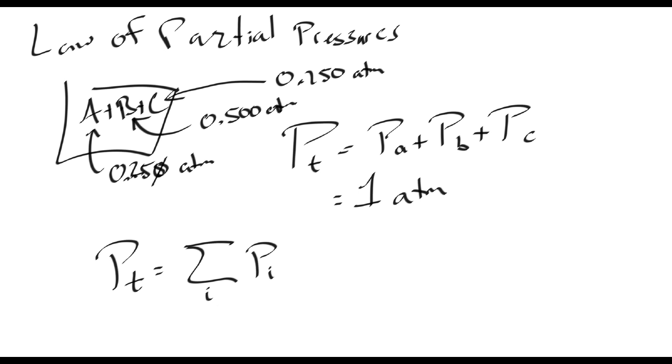That is to say, the total pressure is just the sum of all the pressures. You add all the pressures together, and it'll give you the total pressure inside your container. P1 plus P2 plus P3 plus dot, dot, dot, and so on. You just add up all the pressures, and that gets you the total pressure inside the container.